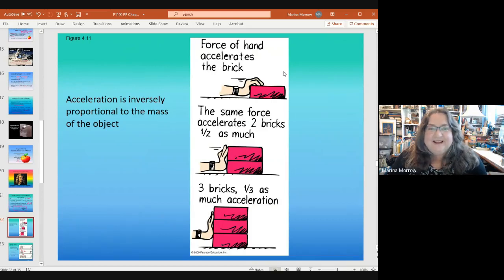Okay, so anyway, here we've got a person pushing on a brick. The same force accelerates two bricks, but only half as much. Inversely proportional. Twice as many bricks, twice as much mass, half as much acceleration. And here we've got three bricks. Three times as many bricks, one third as much acceleration. So that's that inversely proportional.